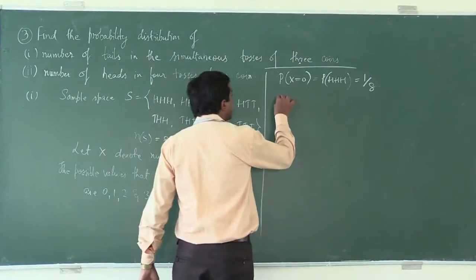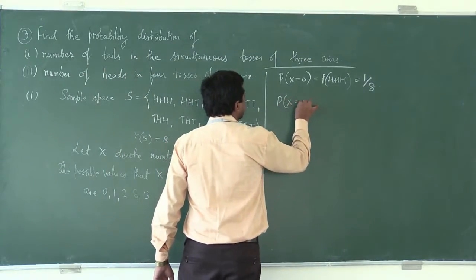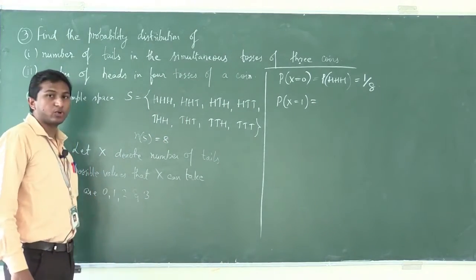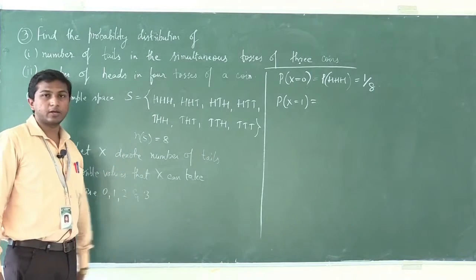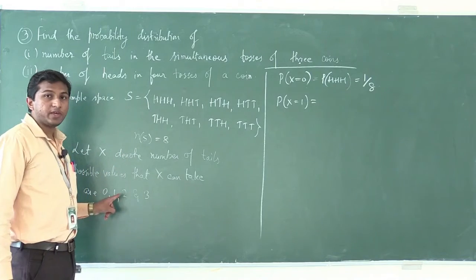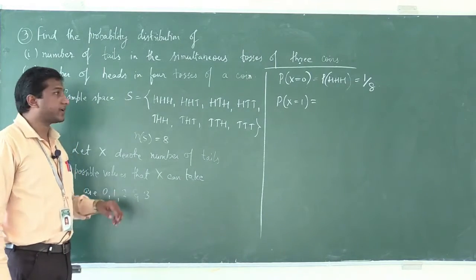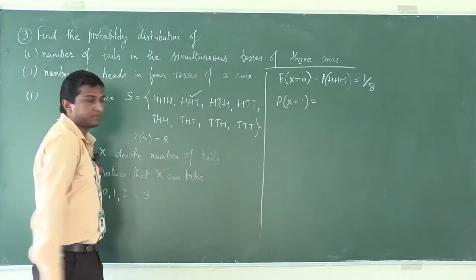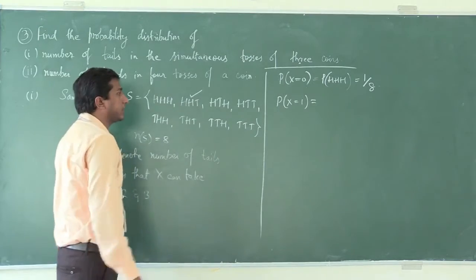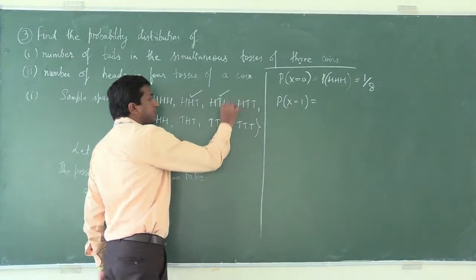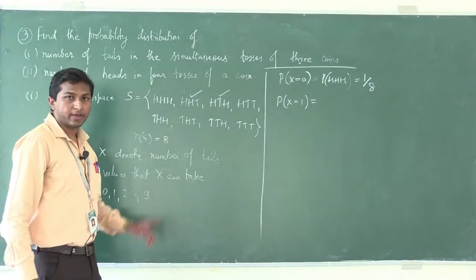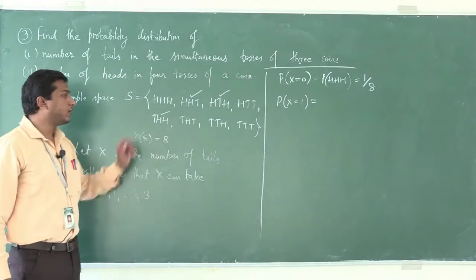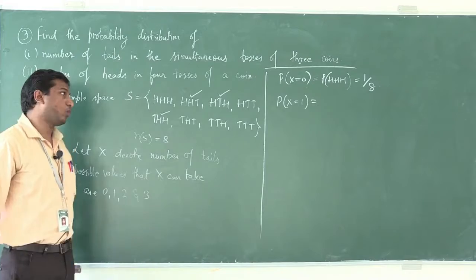Next, the probability when x takes the value 1. When will x be equal to 1? What does x denote? Number of tails. When do we exactly get one tail? When we have HHT, here we have exactly one tail. Then HTH, here again we have exactly one tail. Then THH, here again we have exactly one tail.